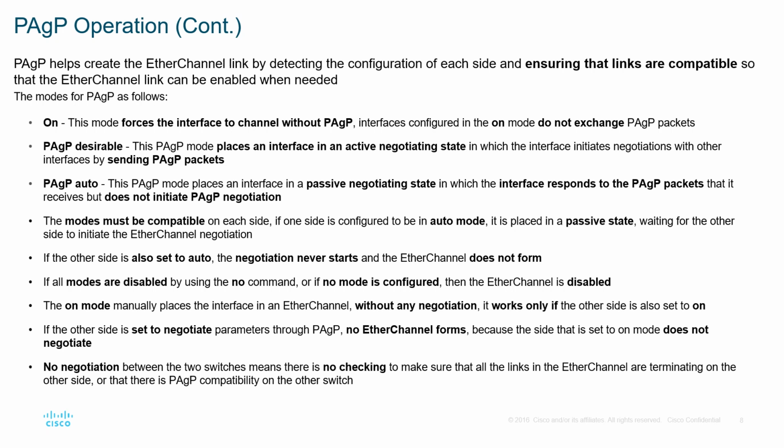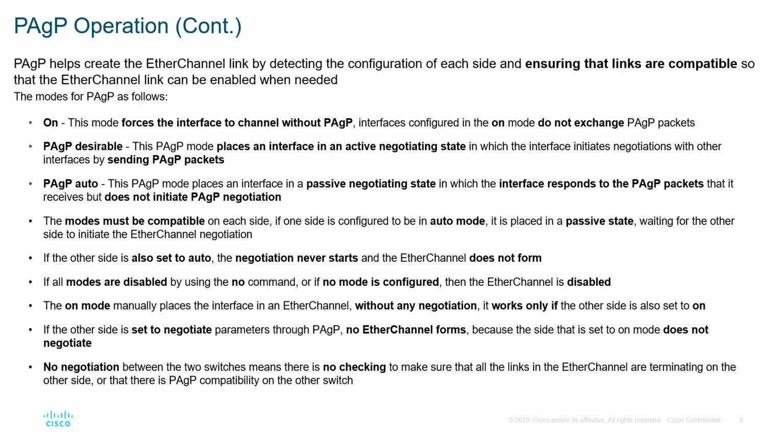The modes must be compatible on each side. If one side is configured to be in auto mode, it is placed in a passive state, meaning it's waiting for the other side to initiate the EtherChannel negotiation. If the other side is also set to auto, the negotiation will never start because each side is waiting for the other side to start the negotiation. Therefore, your EtherChannel will not form. If all modes are disabled by using the no command, or if no mode is configured, then it would stand to reason that EtherChannel itself is also disabled.